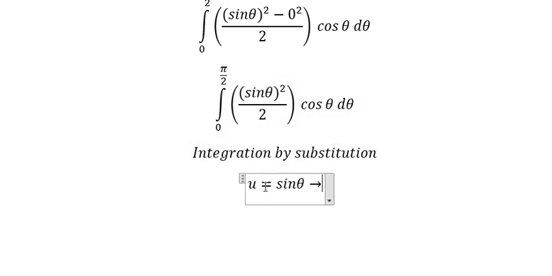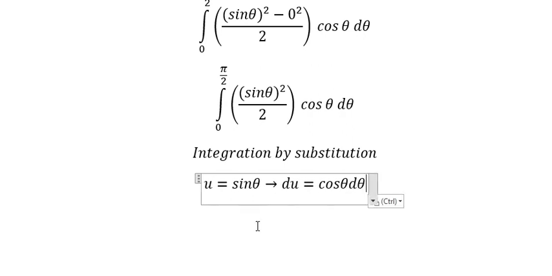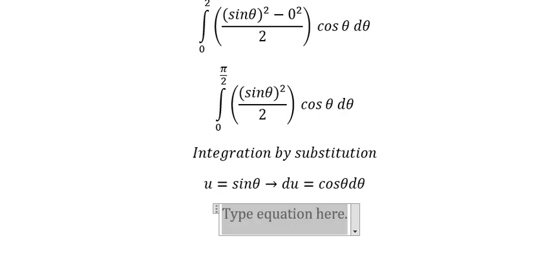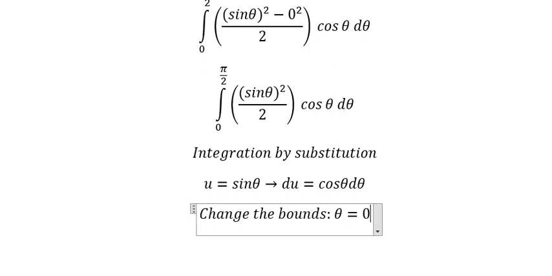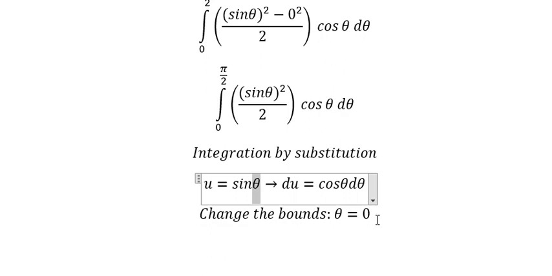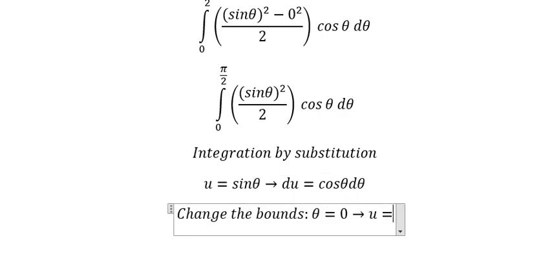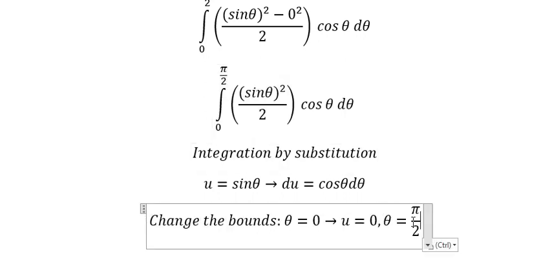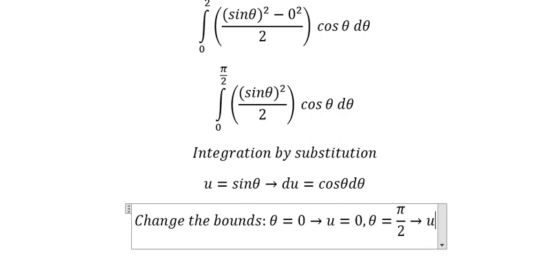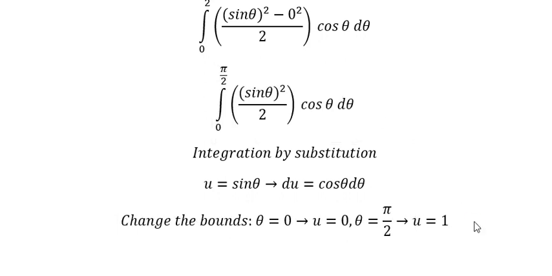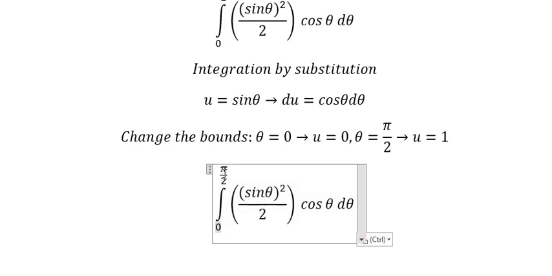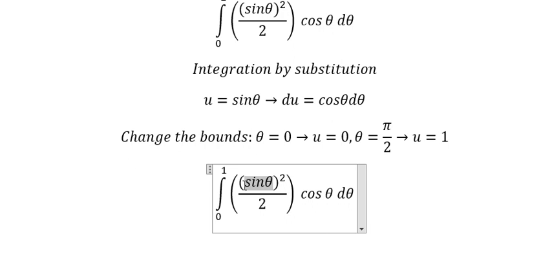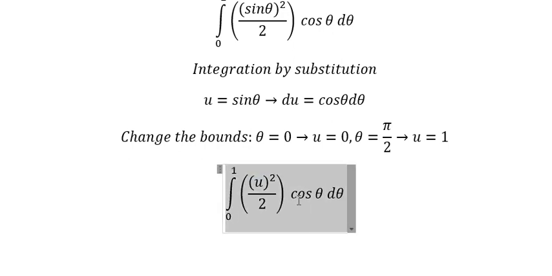Later we need to first take the derivative of both sides, and we have cosine theta d theta. Now we need to change the bounds. When theta equals 0, we put 0 in here, so we have u equals 0. When theta equals pi over 2, we put pi over 2 in here, so u equals 1. So this one we keep the same, this one we change to 1, this one we change to u, this one we change to u.